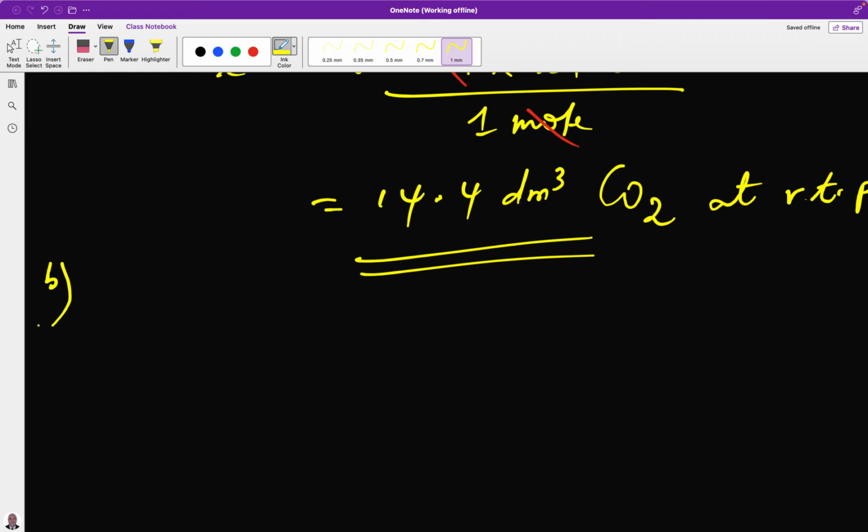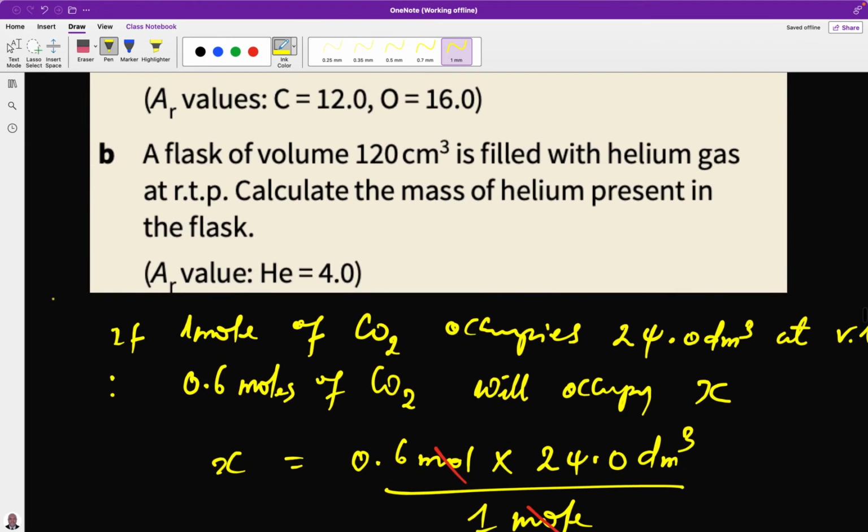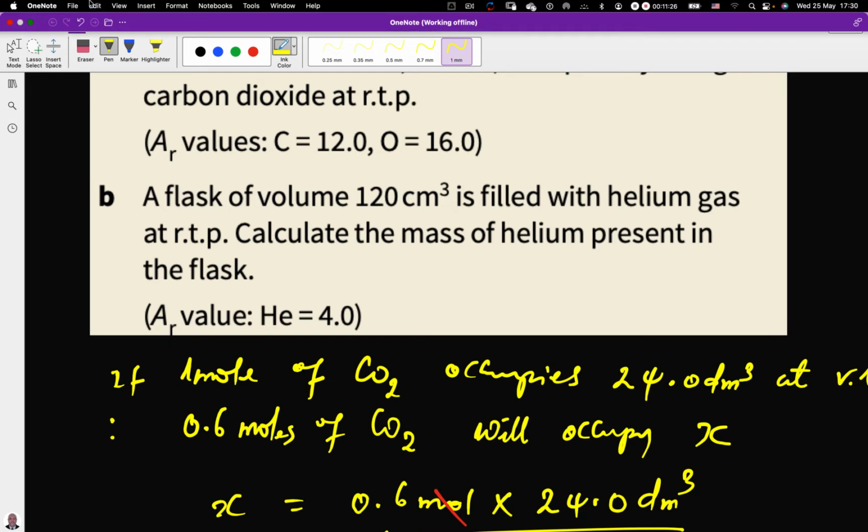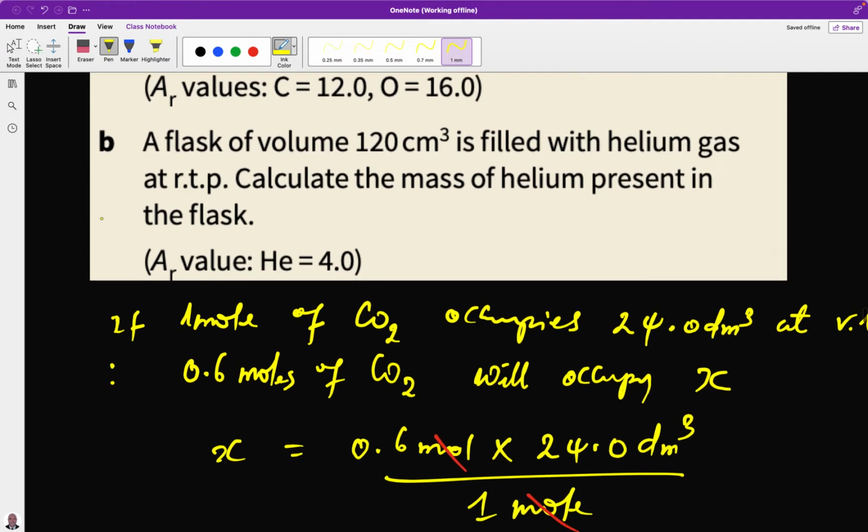The B part of it says, a flask of volume 120 cm cube is filled with helium gas at room temperature and pressure. We are now dealing with gaseous molar gas volume. Now calculate the mass of helium. In this question you have only been given the volume, and the condition, that is room temperature and pressure. What you need to do again is use the molar gas volume.